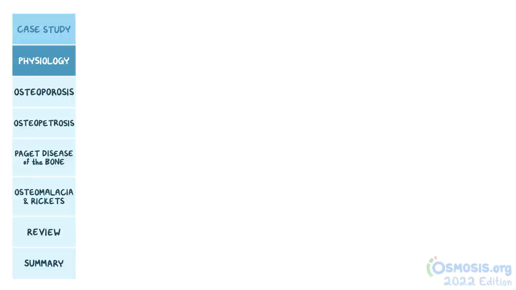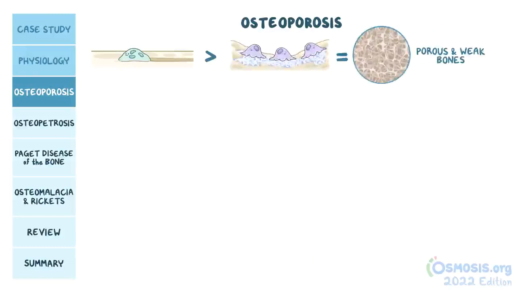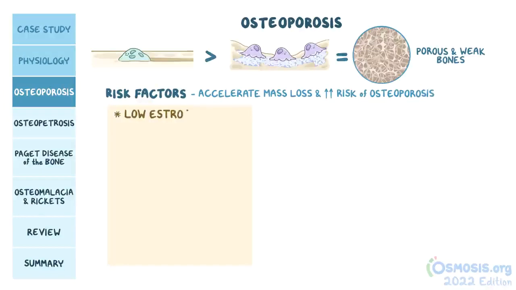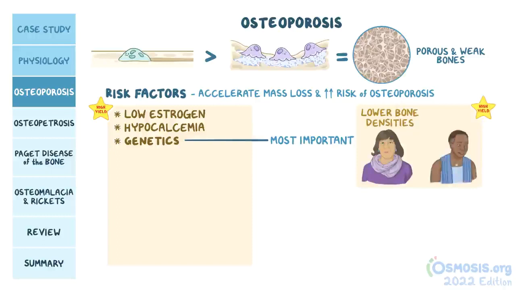Okay, now let's talk about bone disorders, starting with osteoporosis, where there is an increased breakdown of bone mass in comparison to the formation of new bone, which results in porous and weak bones. Factors that accelerate mass loss and increase the risk of osteoporosis are low estrogen levels, as in menopause, and hypocalcemia. However, something high yield to know is that the most important factor that increases bone mass is genetics, which explains why some individuals develop osteoporosis earlier than others. Genetics is also the reason why Caucasians have lower bone densities than those of African descent.